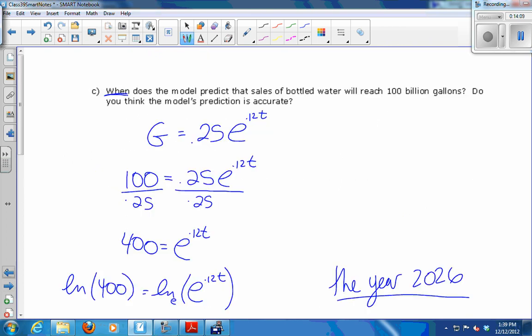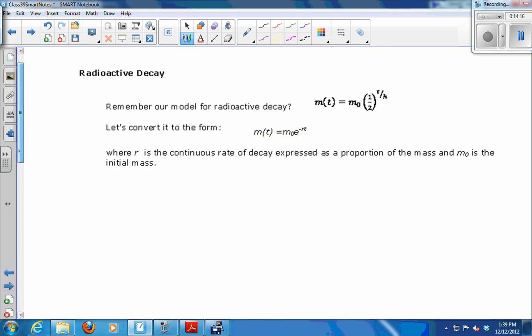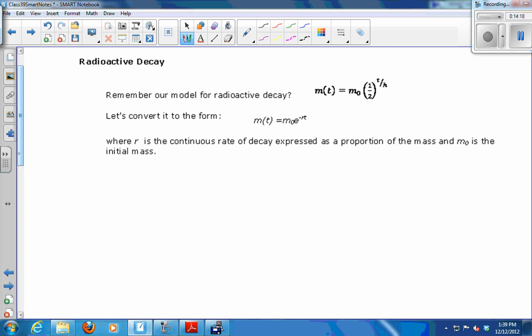All right, so that was an example of continuous growth. Now we're going to look at decay. So I already gave you a formula for radioactive decay, the m0 times 1/2 to the t over h. And you can convert it, just like any exponential function, to a function that uses e, m0 e to the negative rt.